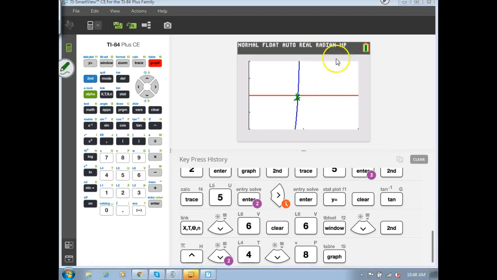Spoiler alert, I have it. It's 1.4056. So the direction said find all solutions. Now be careful here, guys. If this is tangent, tangent's going to repeat how often? Pi. So instead of putting 2 pi n, you're just going to do plus pi n on the end of that.